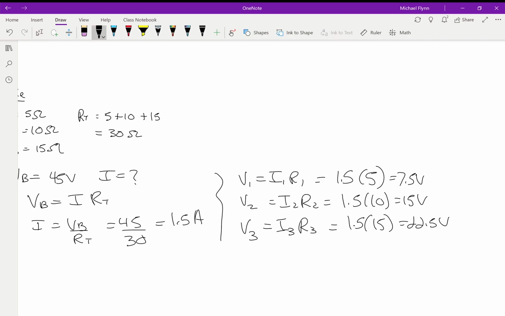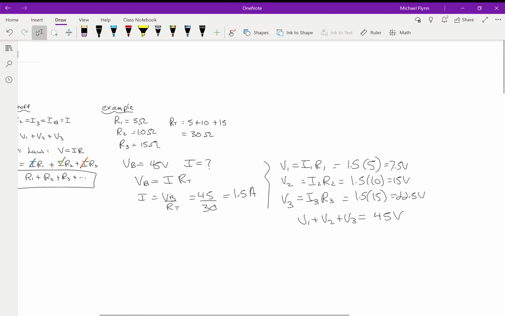Okay, now if you add all these three numbers up together, what do you get? Well, you're going to get 45. Now, we knew that would happen because that's Kirchhoff's voltage law, right? We know the voltages have to add up, but you see it works out. It all works out. So what we've just done is we've answered a question like this.